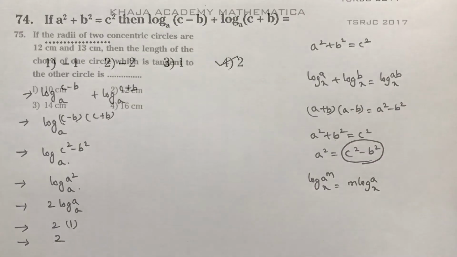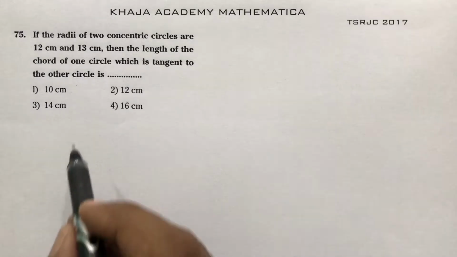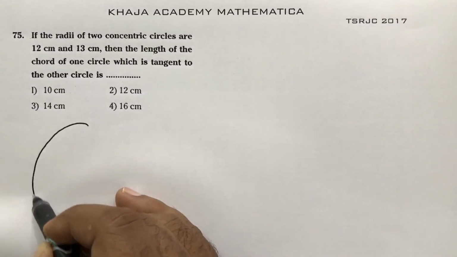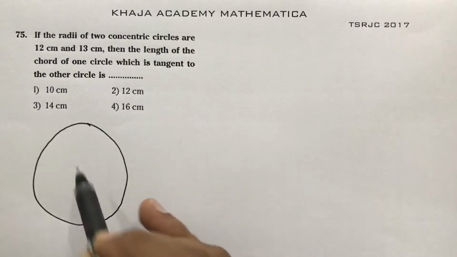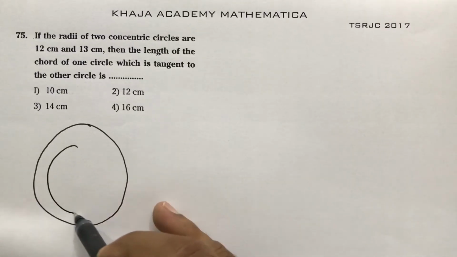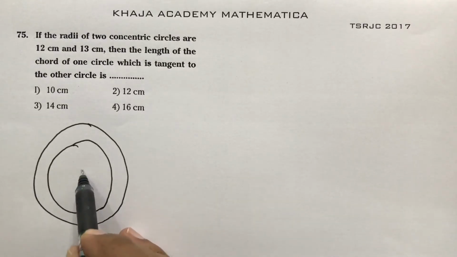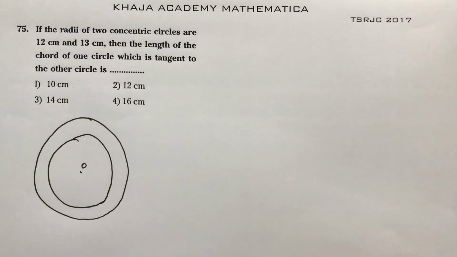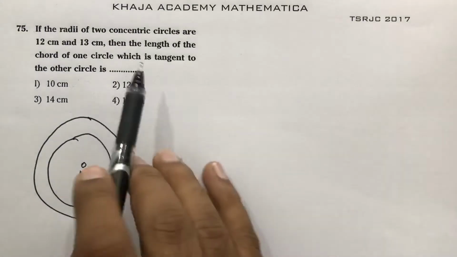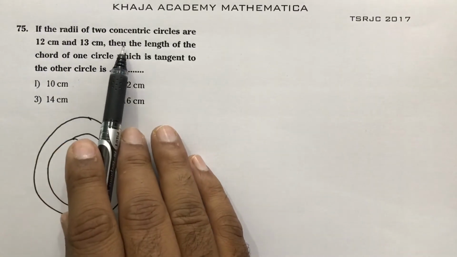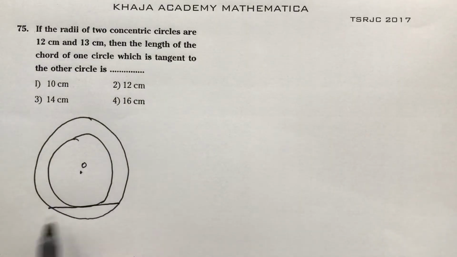If the radii of two concentric circles, now see here two concentric circles, concentric circles is nothing but circles with the same center. So one radius is 12 and the other one is 13. Then we need to find the length of the chord, we need to find AB.